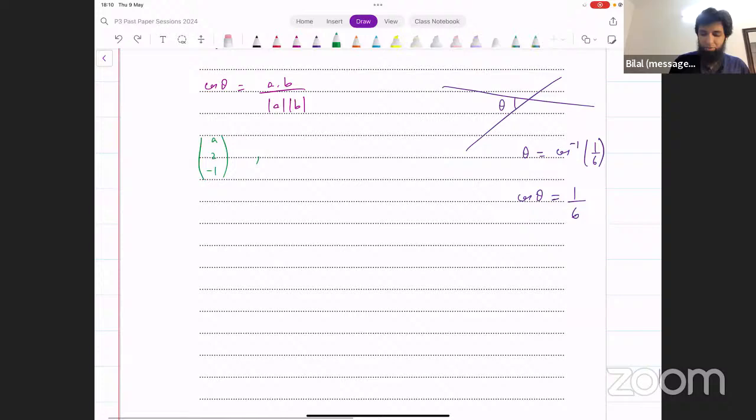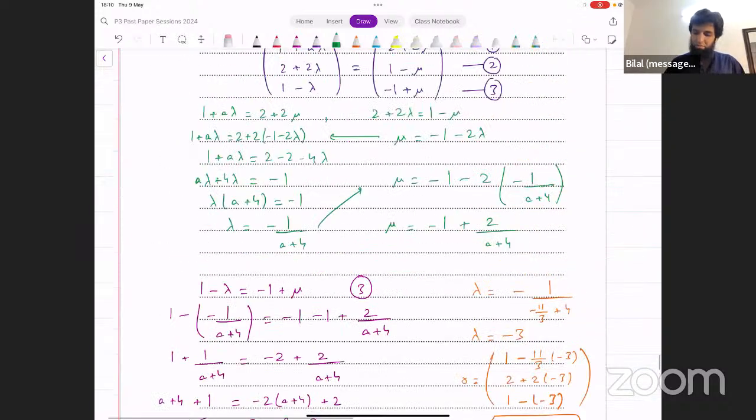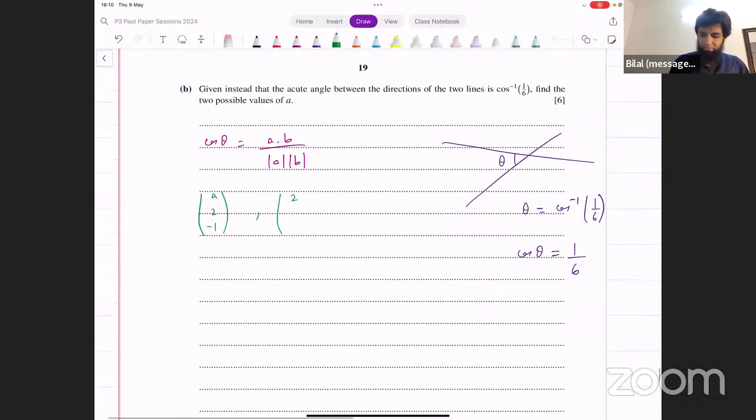Let's find their dot product first of all. 2, minus 1 and 1. What's their dot product? A into 2, that's 2A. 2 into minus 1, that's -2. Minus 1 into 1, that's -1. The dot product is 2A minus 3.